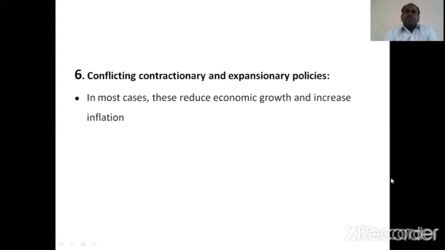Then conflicting contractionary and expansionary policies is another cause. Contractionary is the policy in which measures are taken to control the monetary supply in the economy. And expansionary is all about increasing the monetary supply and monetary rates in economic activities. So whenever there is a conflict between contractionary and expansionary policies, it will reduce the economic growth and increase the inflation.